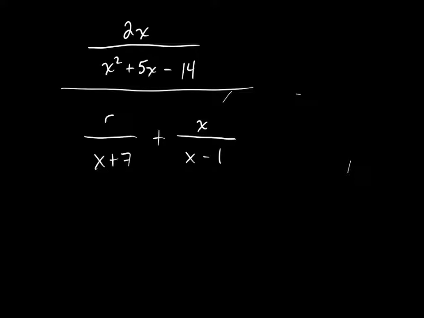Let's say that the numerator's fraction is 2x over x squared plus 5x minus 14. Let's see. Let's make this x plus 7, x minus 1. Make this x, make this 5. Okay, and the question simply says the following. Simplify the fraction as much as possible.